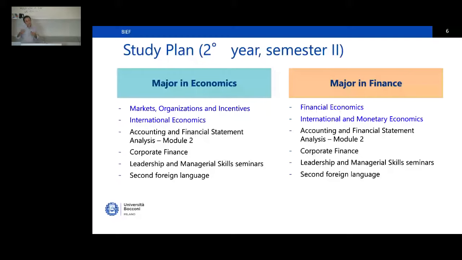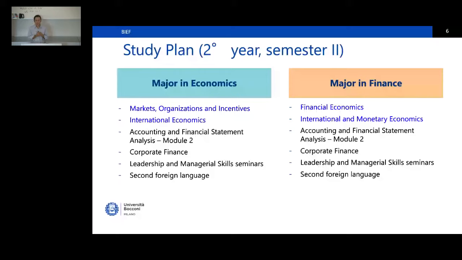While if you select the major in finance, you have financial economics, which is, if you like, a finance 2 course, in the sense that you get deep into the way in which assets are traded. And then you have international and monetary economics that couples the knowledge about trade with monetary economics. Monetary economics, simply put, is, for instance, how central banks set interest rates or how they impact the real economy.